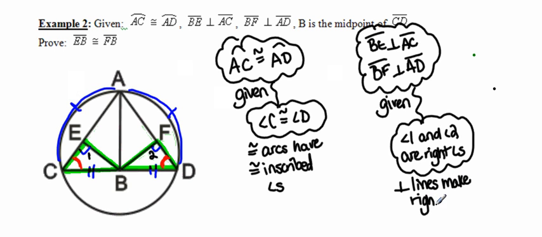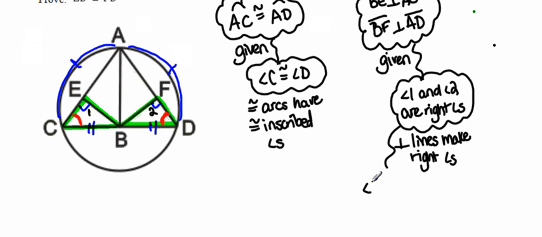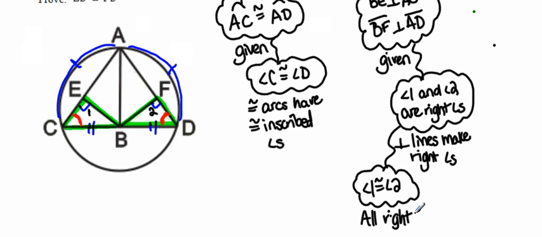And then once those two angles are right angles, I know that they have to be congruent to each other. And as for a reason why, all right angles are congruent. So up until now, I've got one pair of congruent angles, two pair of congruent angles.